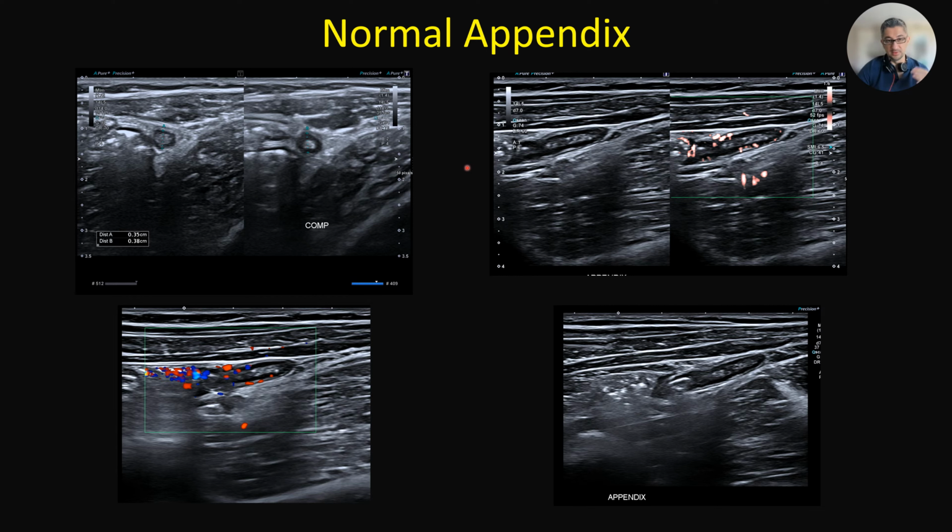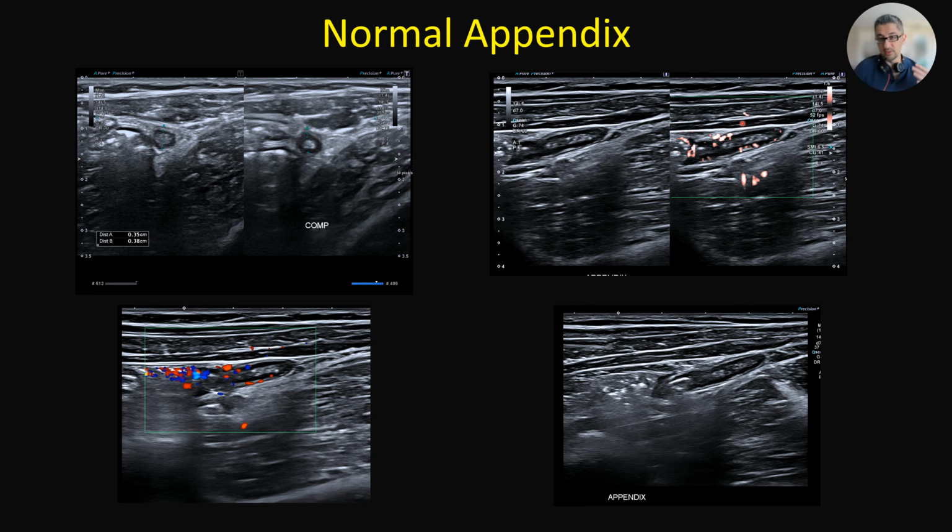It's never 100% compression as with a vein. It's not a vein. You cannot fully compress an appendix. And vascularity, there is normally some vascularity in the wall depending on your technique. If you're using a sensitive technique with SMI, for example, you can see some vascularity. It doesn't mean that there is hyperemia.